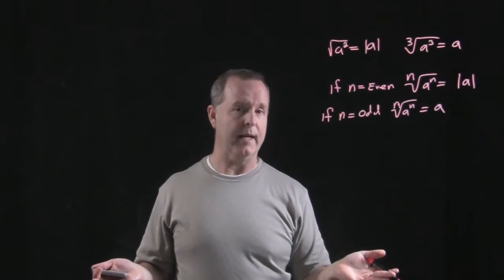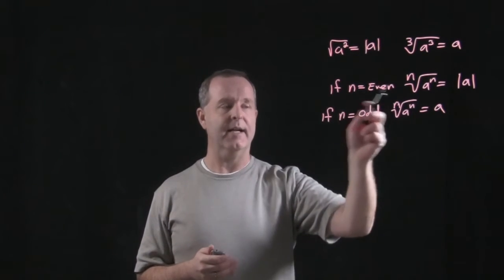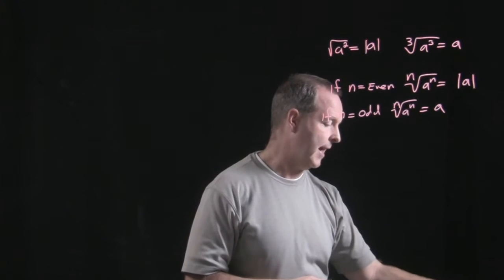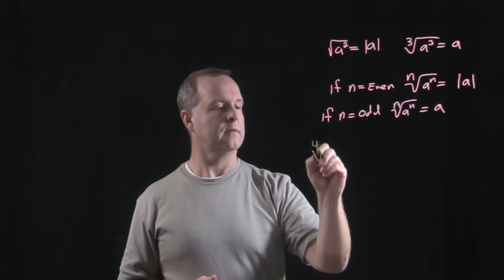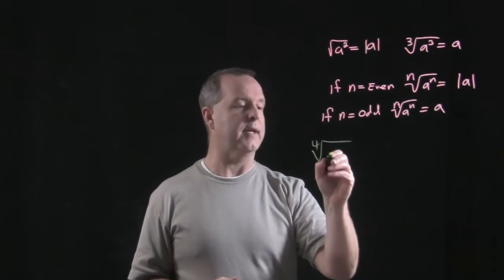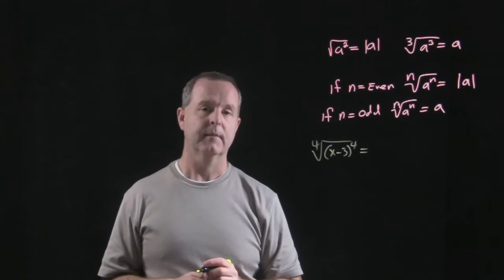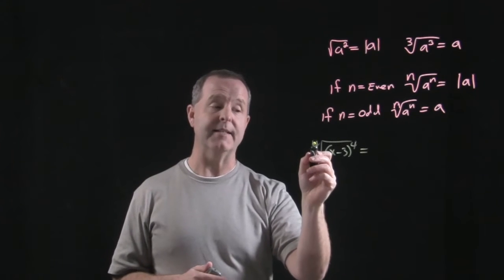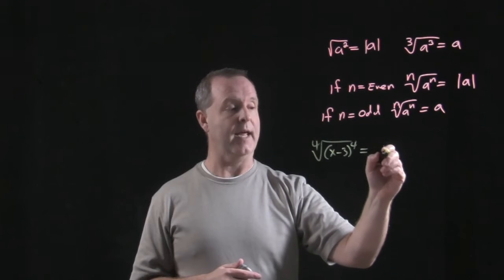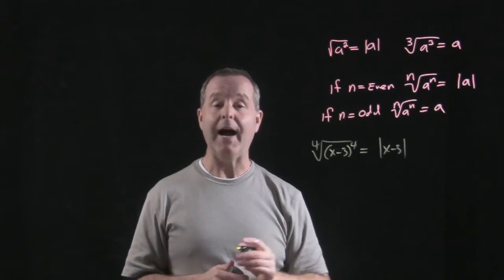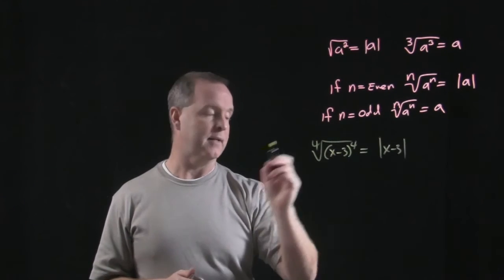That's all we're exploring right here, is what does the result look like if n, the index, is even or odd. So for example, let's simplify the fourth root of x minus 3 to the fourth. How would we simplify that? Understand that it's an even index being raised with the radicand to that power. This is going to be equal to the absolute value of x minus 3. We need to ensure that our result in here is positive.